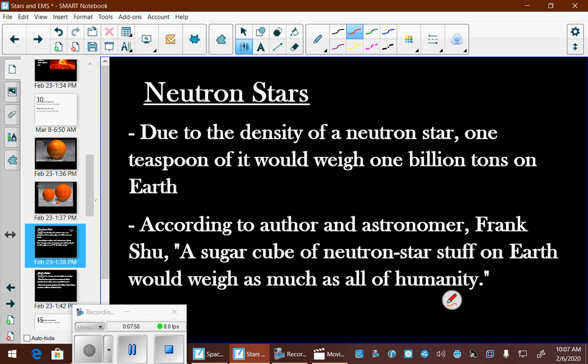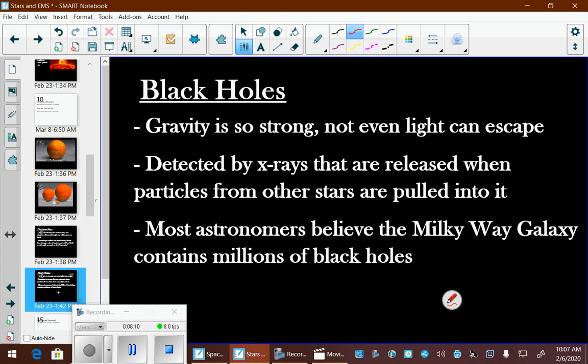And if you had a sugar cube of it, it would weigh as much as all of humanity or all people put together. It is very, very dense. That's one ending option for high mass stars. The other one is black holes. Okay, and you're missing that top line there on your note sheet. Its gravity is so strong that not even light can escape a black hole.